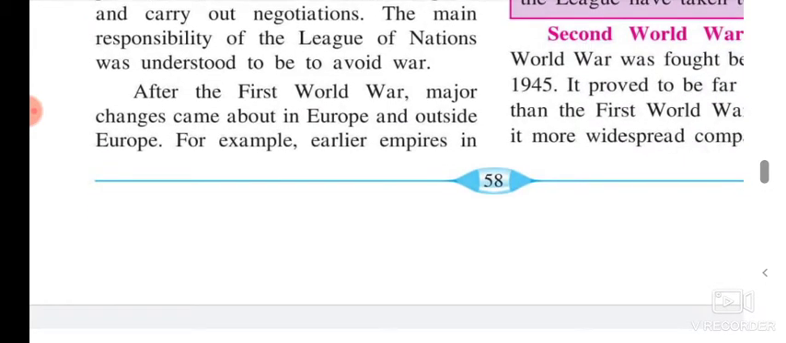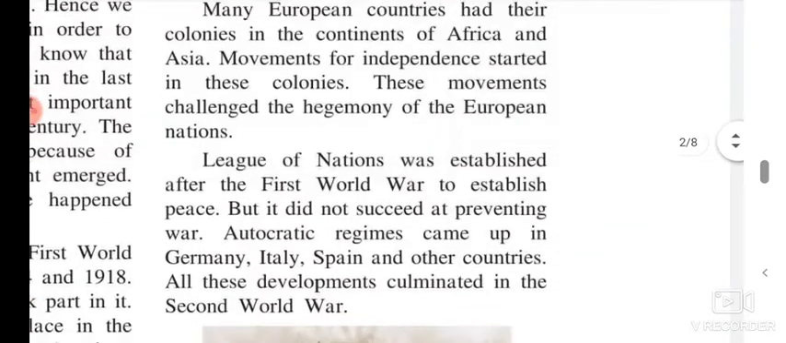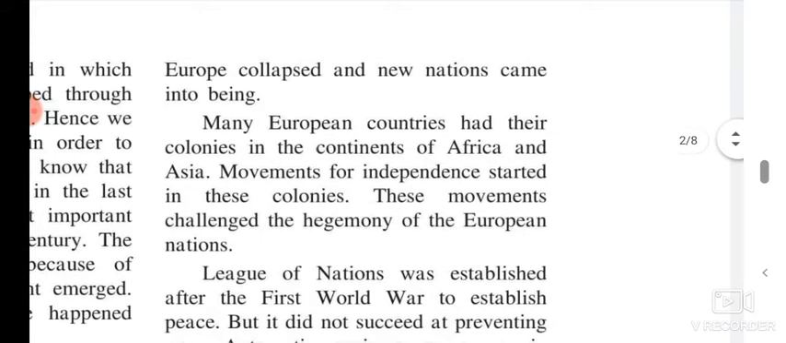After the First World War, major changes came about in Europe and outside Europe. For example, earlier empires in Europe collapsed and new nations came into being. Many European countries had their colonies in the continents of Africa and Asia. Movements of independence started in these colonies. These movements challenged the hegemony of the European nations.